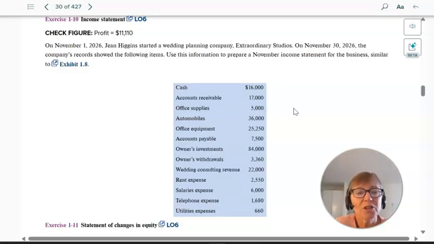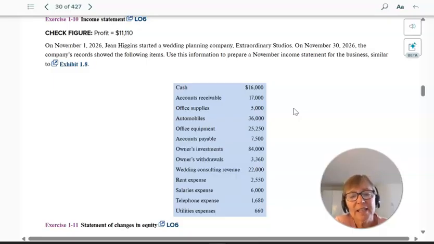Okay, so on November 1st, Jean Higgins started a wedding planning company. So again, it's a service, and that's what this bookkeeping course covers, services. We're not selling stuff, we're providing services. Okay, so wedding planning company, Extraordinary Studios. On November 30th, the company's records show the following information. Use this information to prepare the November income statement for the business. Okay, similar to Exhibit 1.8. So again, it's guiding you back to the examples in your textbook chapter.